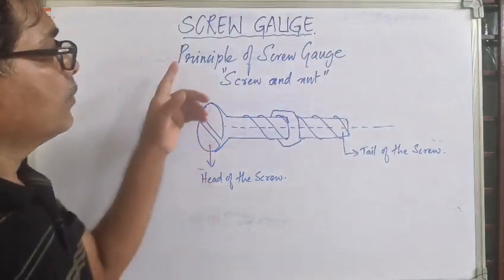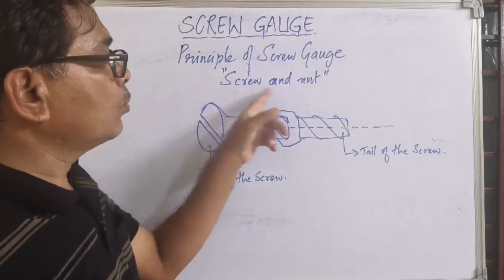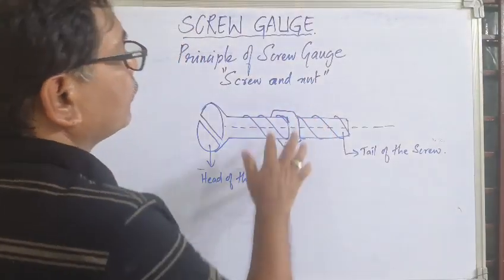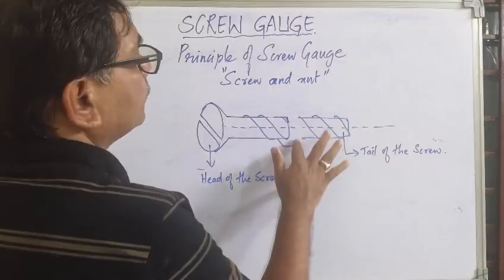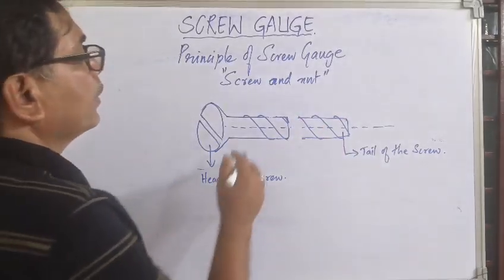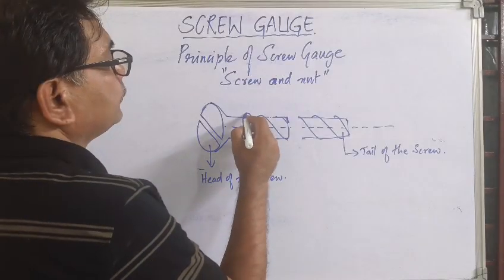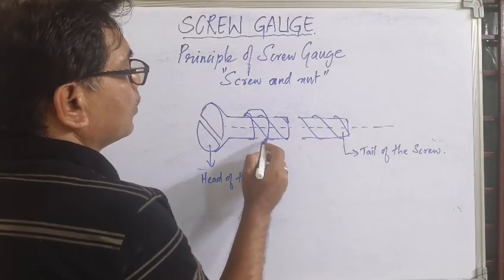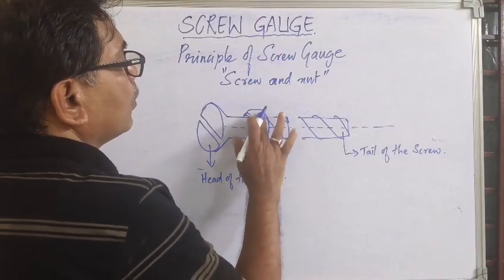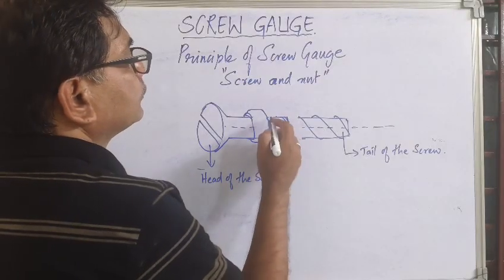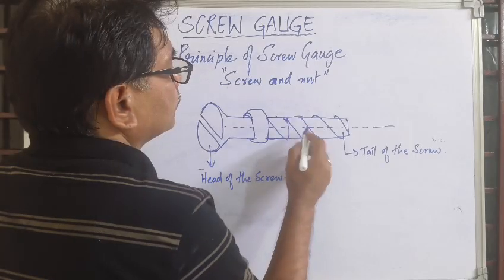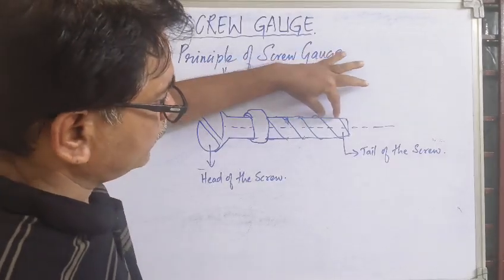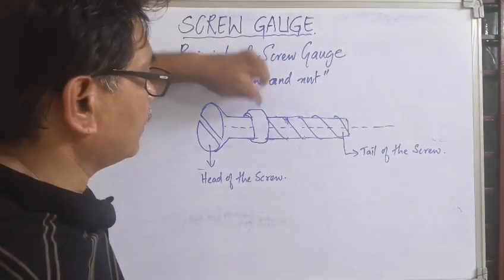So why are we saying that the principle of screw gauge is screw and nut? That's an interesting thing. Bring the screw to the top end. Top is what? Head end. So you have brought this screw here. Now you are not able to see any thread. These are called helical threads. The screw is here. Sorry, nut is here. This is nut.